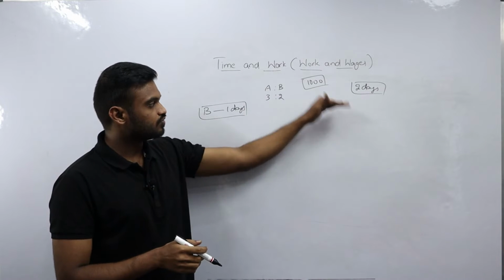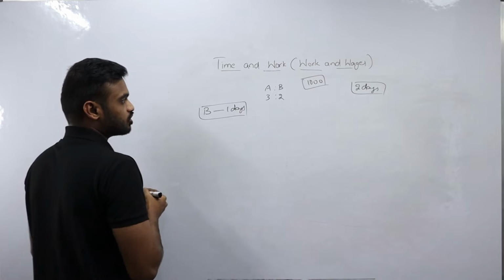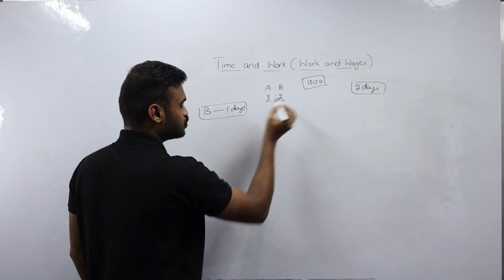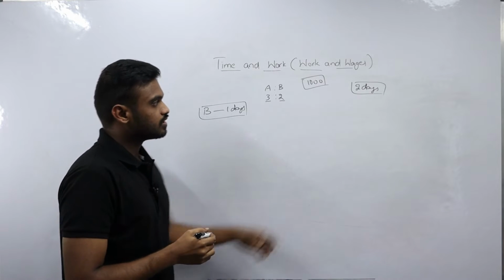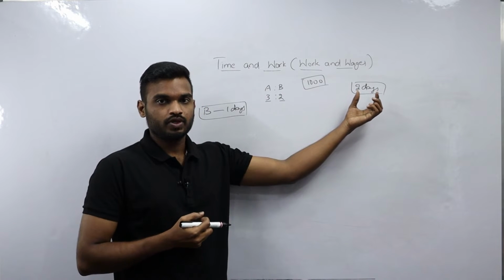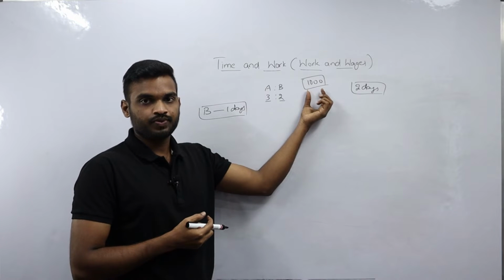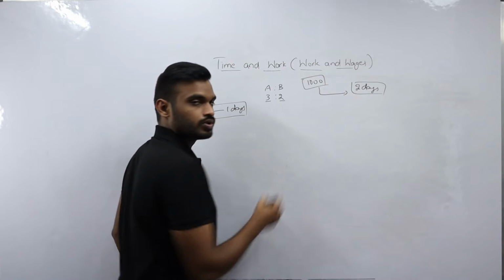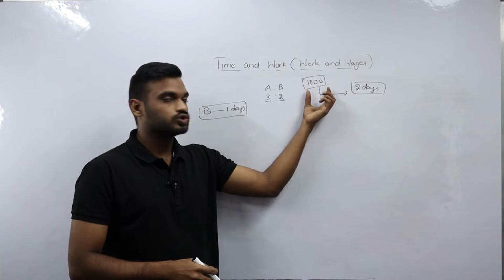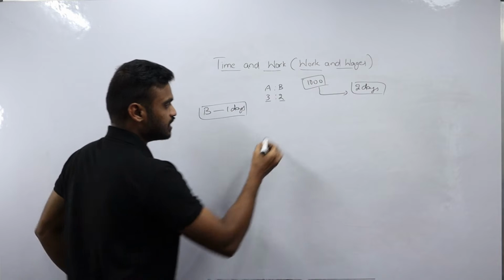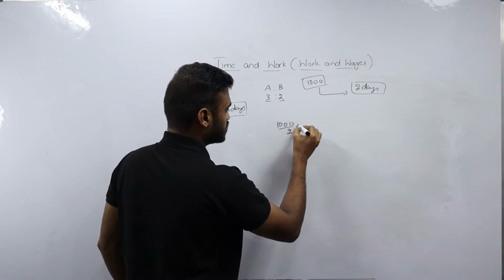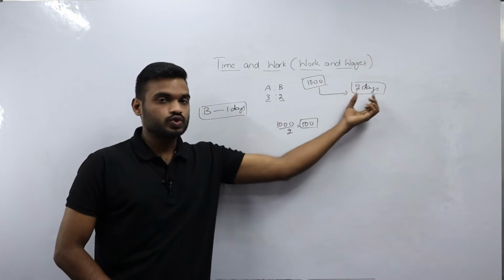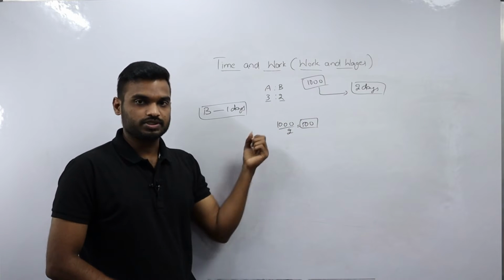Now how can we solve the problem? Let's see. They have given that A's efficiency is 3 parts and B's efficiency is 2 parts. For 2 days the total work will be completed, and after the work is completed, they will give 1000 rupees. So this 1000 rupees is given to A and B for 2 days. For 1 day they will give 1000 by 2, that is 500 rupees.